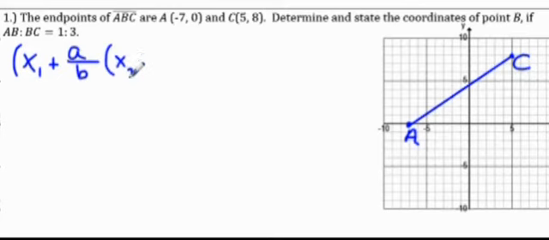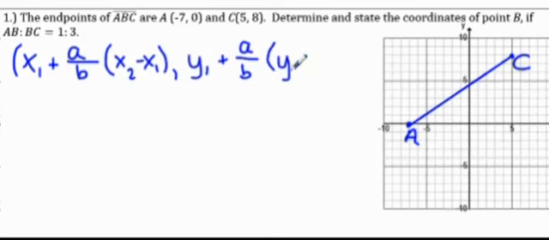breaks it up. So here is the super long formula that we use to partition a segment. The next part of it is y1 plus a over b, being the ratio, parentheses y2 minus y1. So let's get started here. I always start from the point in the bottom left corner, which is A. It's the first letter that you have in your ratio here. Therefore, A is going to be the x1, y1, so C would be the x2, y2. So the x1, y1 is our starting point.